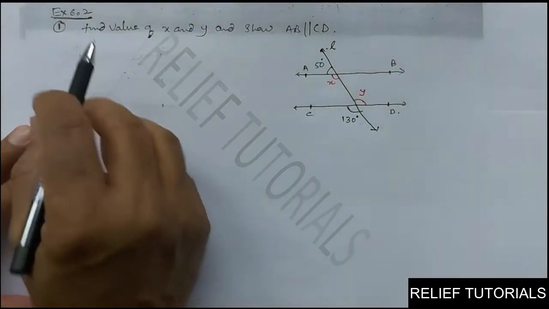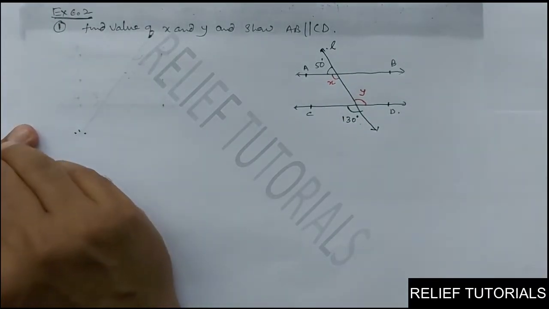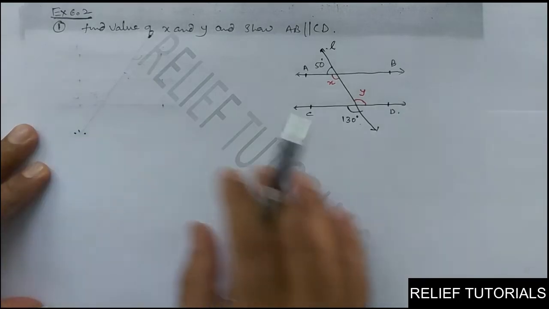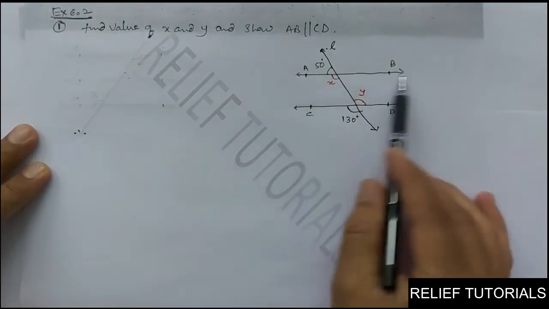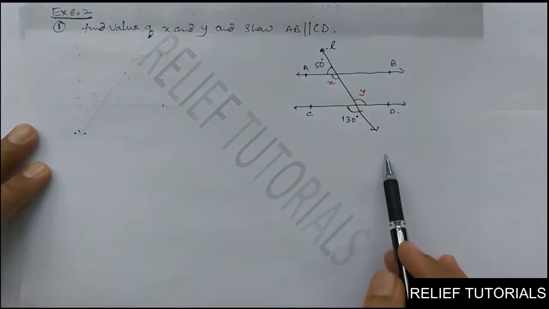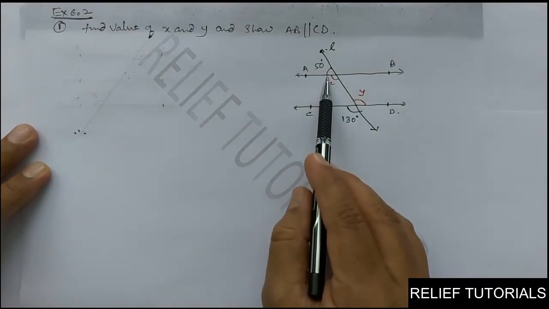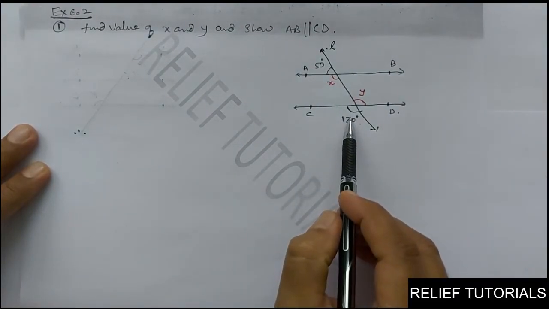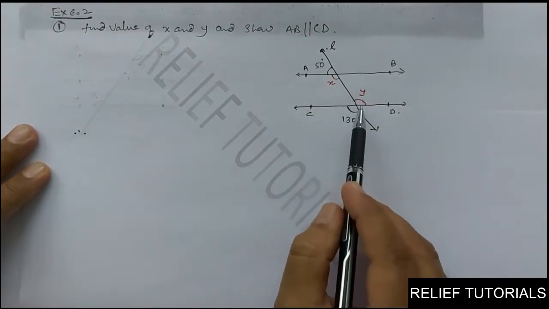Now today we will do exercise 6.2 question number 1. Look at the diagram. Here it is given AB is parallel to CD and L is the transversal. This angle is 50 degrees, this is 130 degrees. You have to find the value of X and Y.